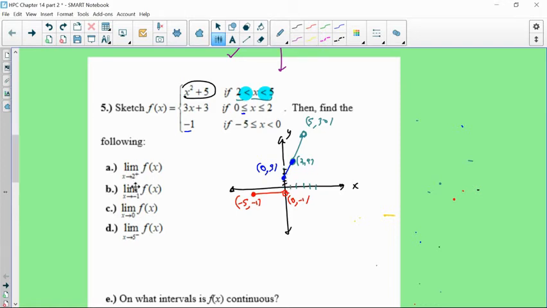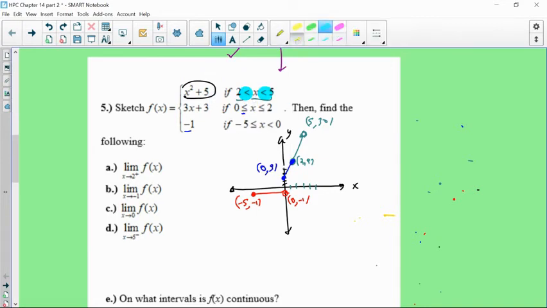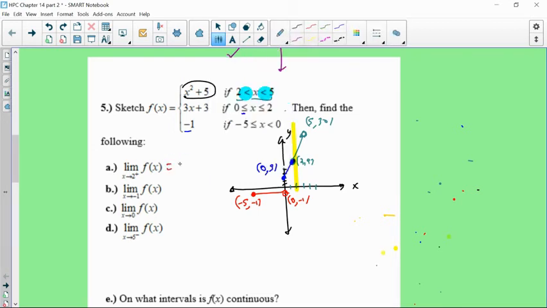Now let's evaluate these components. Let's evaluate the limit as x approaches 2 from the right. So we find x equals 2, and I'll just do a nice little highlight of where x equals 2 is. So x equals 2 is here, and as I approach that value from just the right, I want to know what the y values are. Well, they're getting closer and closer to 9. So we'd say the limit from the right is equal to 9.